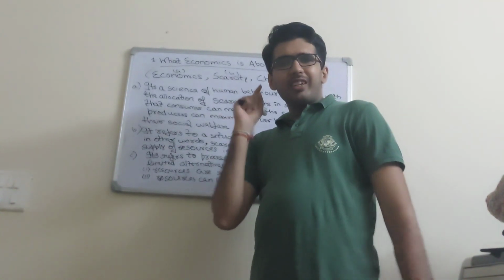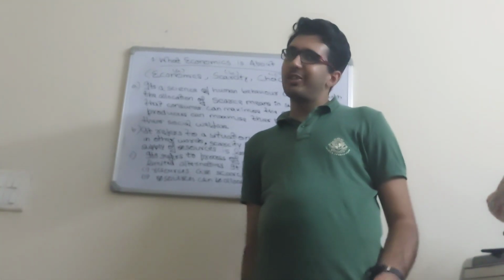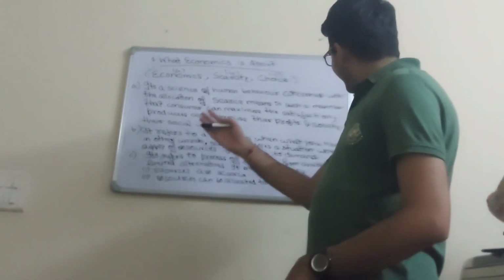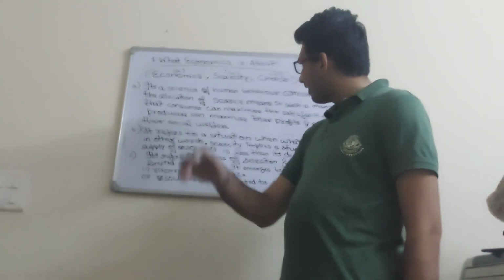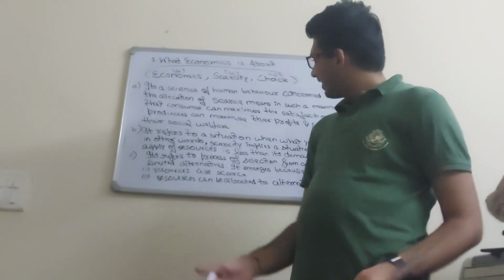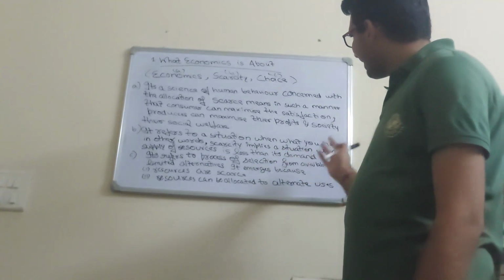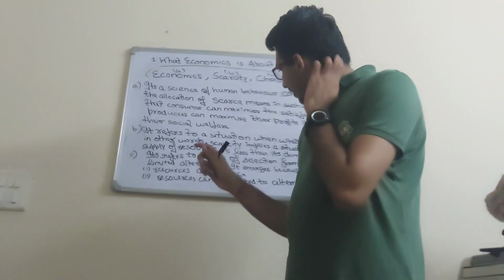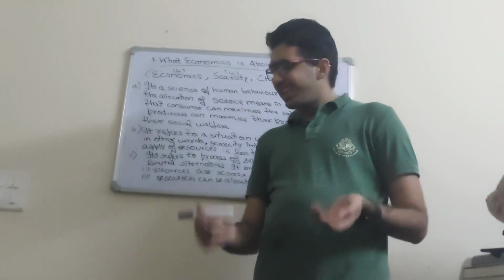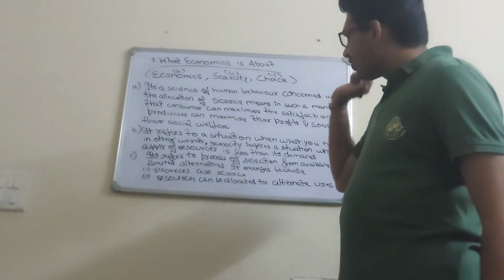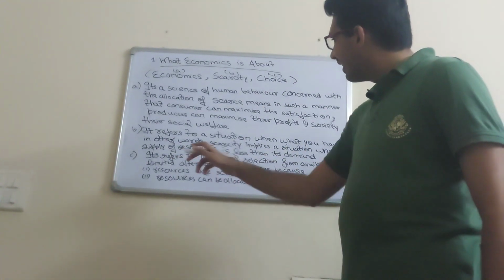Not only consumers want to maximize their satisfaction, producers also want to maximize their profits. And what does the society want? The society wants to maximize its social welfare. But how can we do that? As we know, our resources are limited. So we use the process of economics to make choices. Here comes the word choice. It refers to a process of selection from activities.